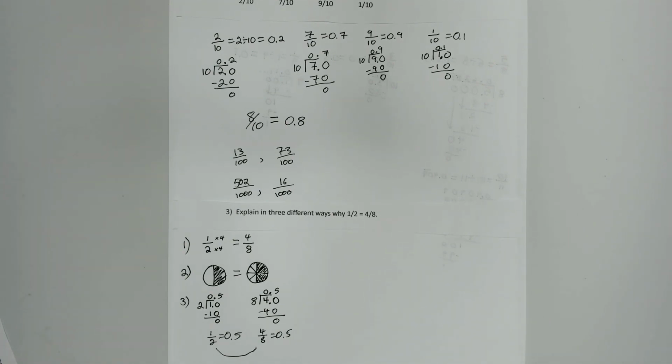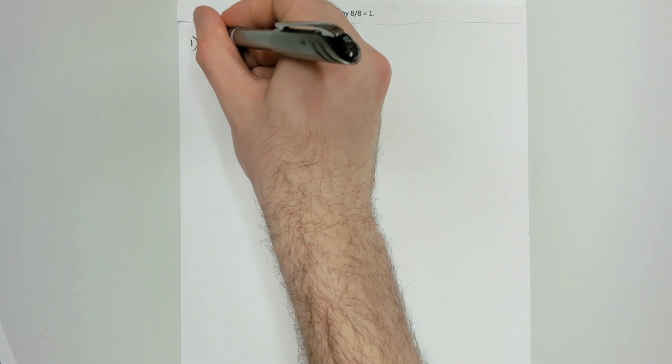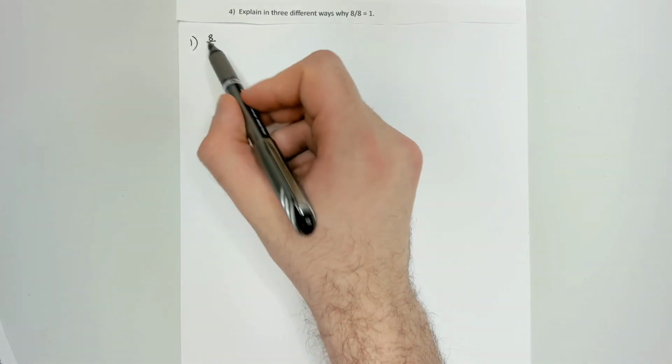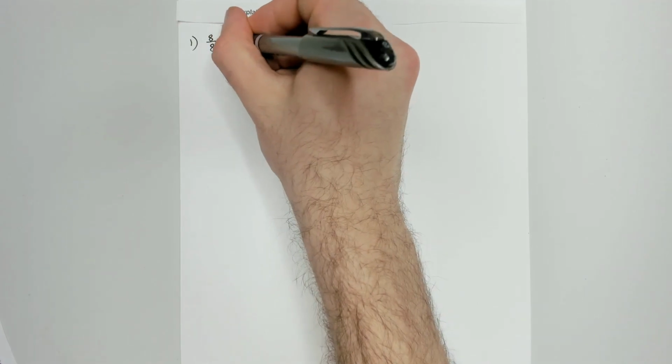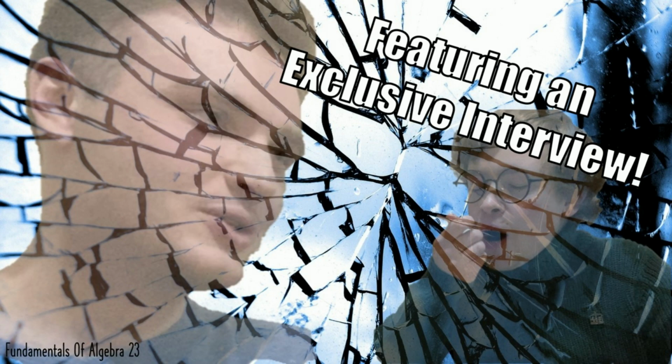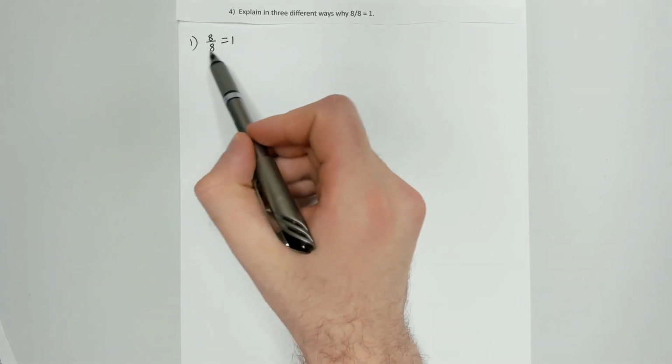All right, moving on to number 4. All right, explain in 3 different ways why 8/8 is equal to 1. All right, so the first method is just using equivalent fractions. We've discussed before that when the numerator and denominator are the same as each other, they're equal to 1. We just kind of showed that in a previous video. So since the numerator and denominator are the same, basically we're looking at 8 pieces out of the 8, so that is just equivalent to 1.